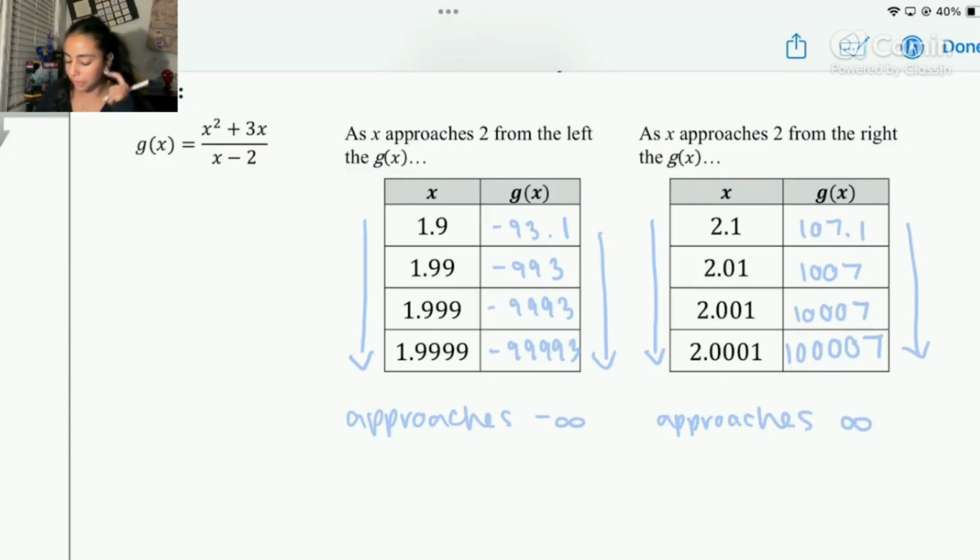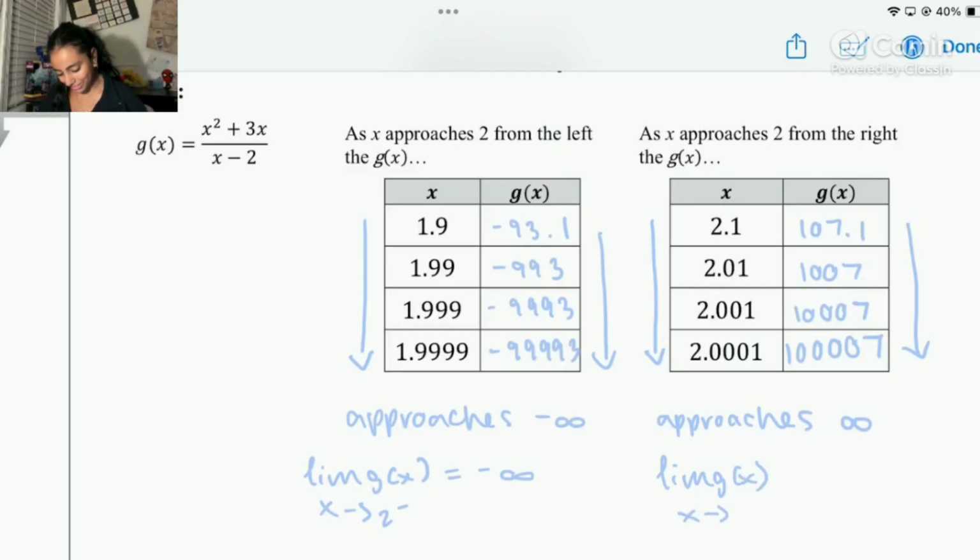So now we can put it in proper limit notation. So the limit of g of x as x approaches 2 from the left is -infinity. And the limit of g of x, as x approaches 2 from the right is positive infinity.